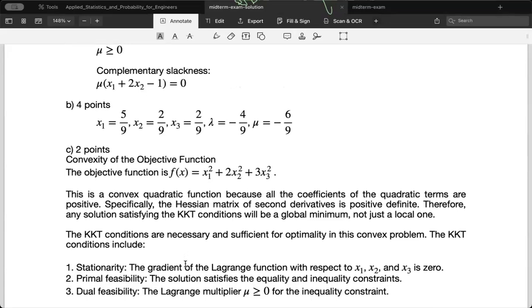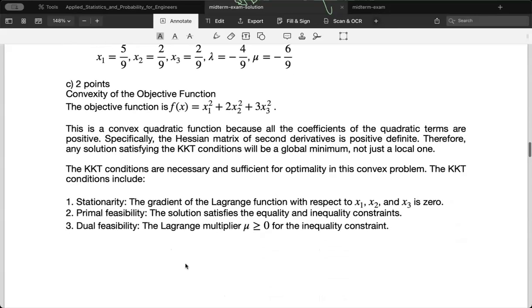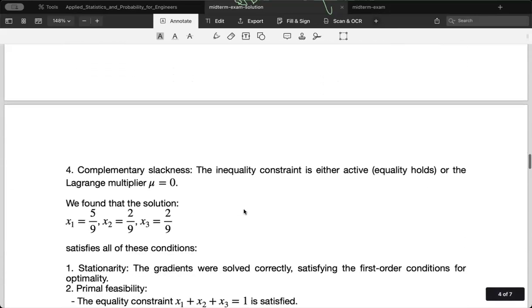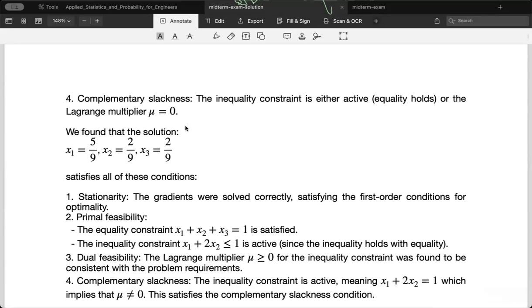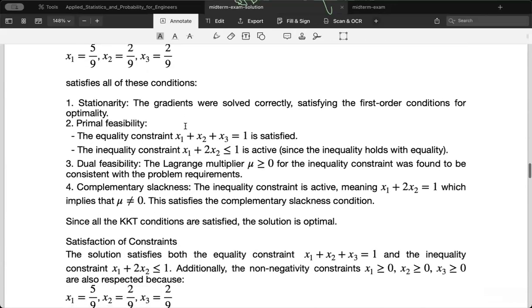Okay, so C, convexity of the objective function. This objective function is a convex quadratic function. We have square of x1 plus something square of x2, square of x3. So if we check the Hessian matrix, it is positive definite for sure. Therefore, any solution satisfying the KKT condition will be a global minimum, not just a local one. The KKT conditions are necessary and sufficient for optimality in this convex problem. The KKT conditions include the following. Complementary slackness: the inequality constraint is either active or the Lagrange multiplier mu is 0. And we found the solution, and this solution satisfied.